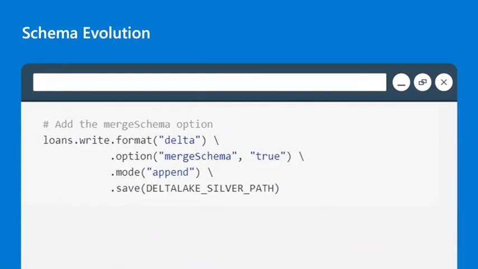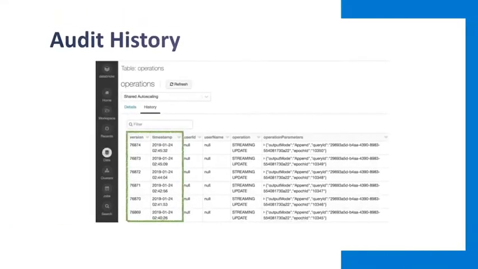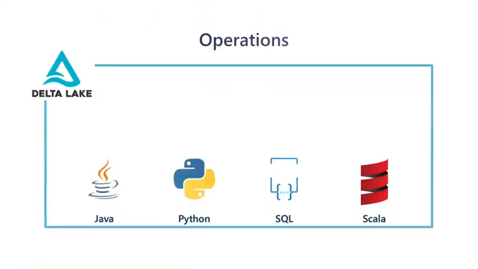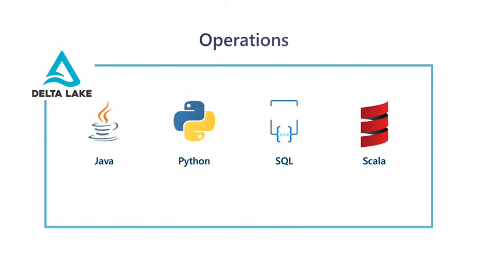Delta Lake enables you to make changes to a table schema that can be applied automatically without having to write migration DDL. The Delta Lake transaction log records details about every change made to data, providing a full audit trail of the changes. Delta Lake supports Scala, Java, Python, and SQL APIs for a variety of functionality. Support for merge, update, and delete operations helps you to meet compliance requirements.